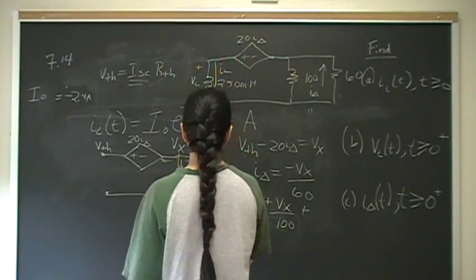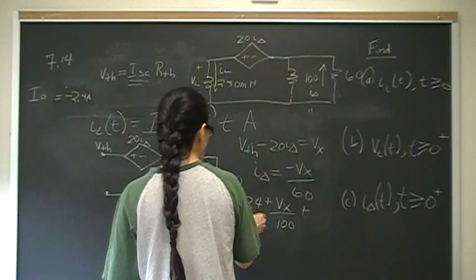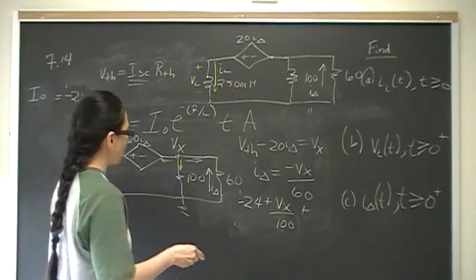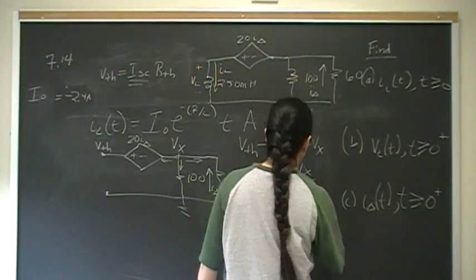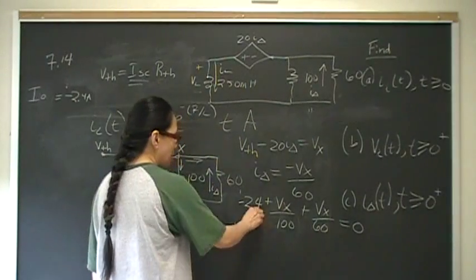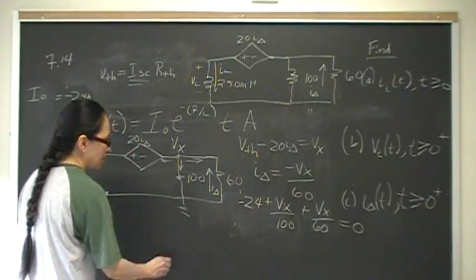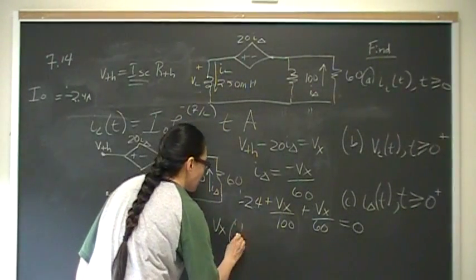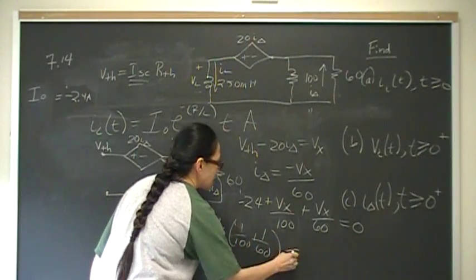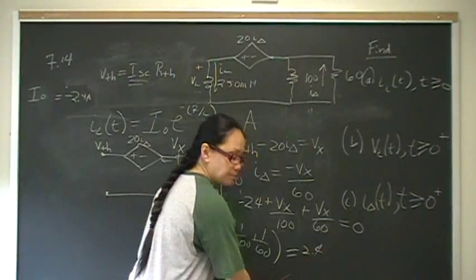So this current right here. And actually, let's go ahead and solve for this current. So we know, well, let's just go ahead and do plus Vx over 60. That's equal to 0. Then we bring the 2.4 to the other side. I get Vx times (1 over 100 plus 1 over 60). That's equal to 2.4.